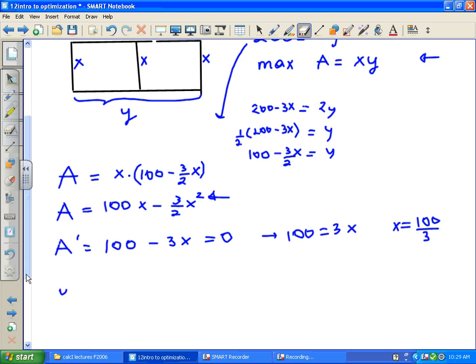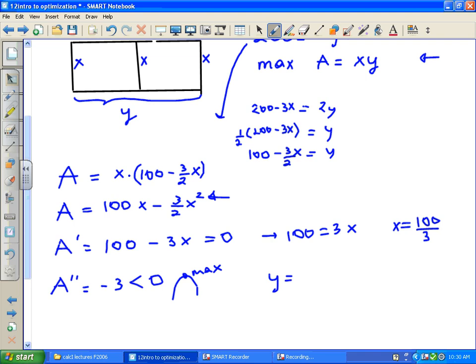If you like, before we even find y, let's just check and make sure this is what we were looking for. This is indeed a maximum. So take the second derivative. The second derivative is negative 3, which is a number less than 0. That tells you it's always going to be concave down, and the point found is indeed a maximum. So now we can go and find y.